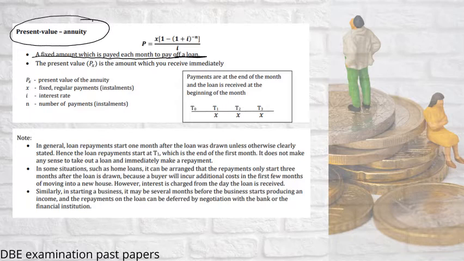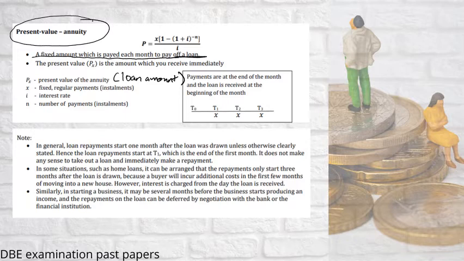So this is the present value formula. Here you can see it's very different from the future value formula. This is x into 1 minus (1 plus i) to the exponent minus n, very important, minus n, divided by i. So we know that PV is the present value of the annuity, or the loan amount. It's the money that you borrowed. x is the fixed, regular payments or installments. i is the interest, and n is the number of payments, not number of years, number of payments or installments.